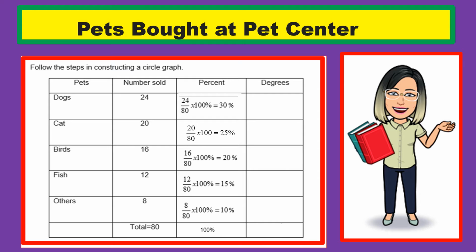Then we need to find the degrees. Multiply the percent by 3.6. 30 times 3.6 is 108 degrees. 25 times 3.6 is 90 degrees. 20 times 3.6 is 72 degrees. 15 times 3.6 is 54 degrees. And 10 times 3.6 is 36 degrees. And the total of the degrees must be equal to 360 degrees. Now we are ready.